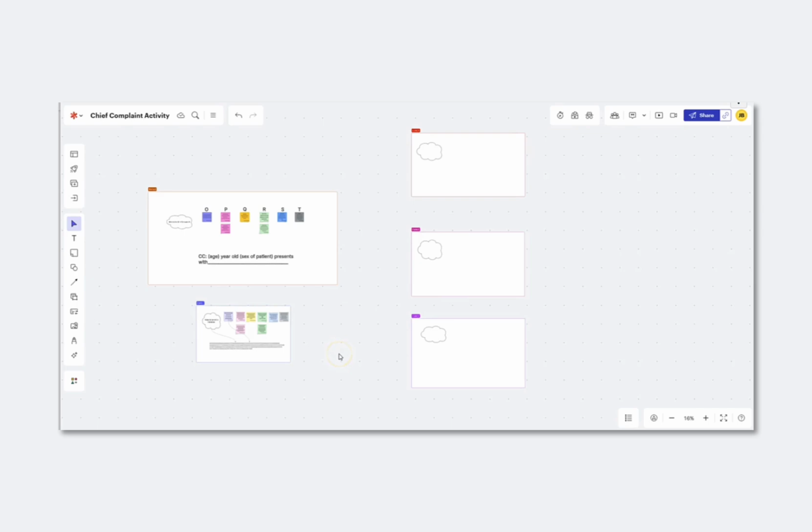And then for our two-person groups, everyone basically gets their own frame where they can formulate their own chief complaint, keeping track of the different questions that they ask pertaining to OPQRST, and then creating their chief complaint for review.